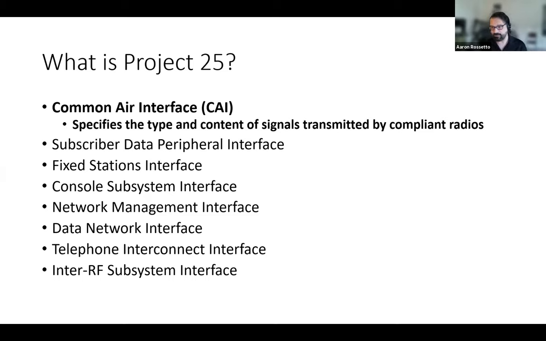What modulation do handhelds use in Phase 2? In Phase 2, I believe the handheld modulation is, and I noted that on one of my slides here. Where's that slide? It is called HCPM, Harmonized Continuous Phase Modulation.